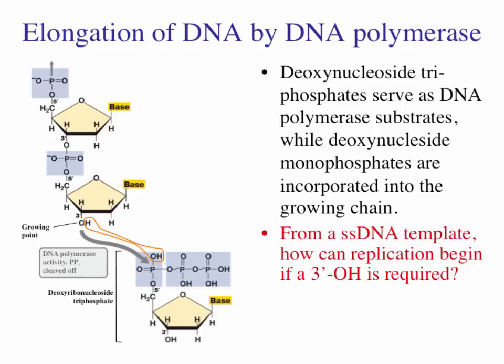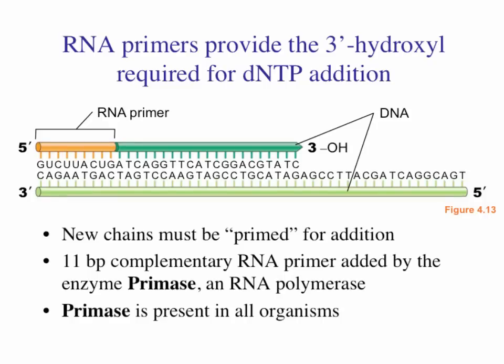So the question always comes, if you have a double-stranded DNA molecule, how can you start replication if you're lacking a 3' hydroxyl group? And that is the purpose of the enzyme primase. So primase is a DNA-dependent RNA polymerase. It's going to add a random 11 base RNA primer into the sequence, and that primer now provides the 3' hydroxyl group needed to begin the elongation of the chain. And as it says over here, it's found in all organisms.